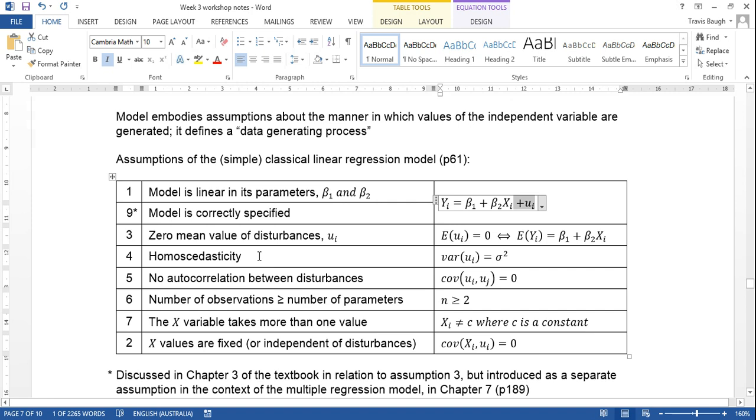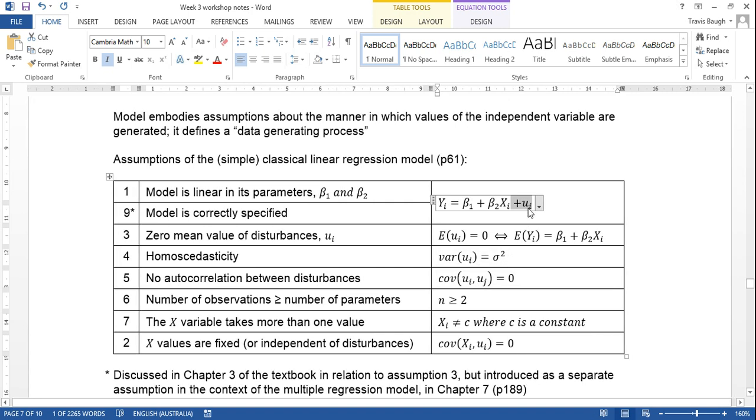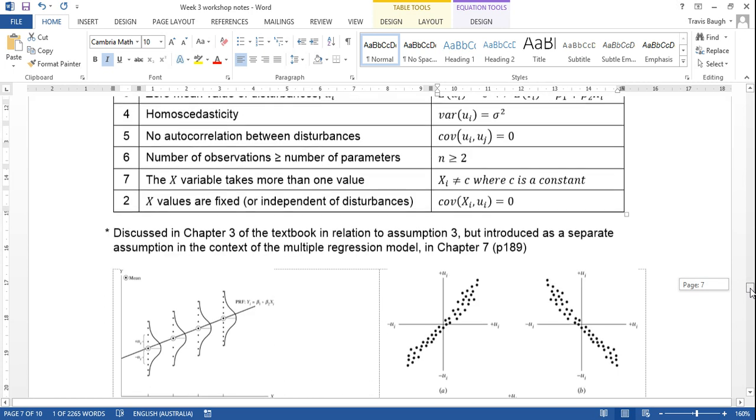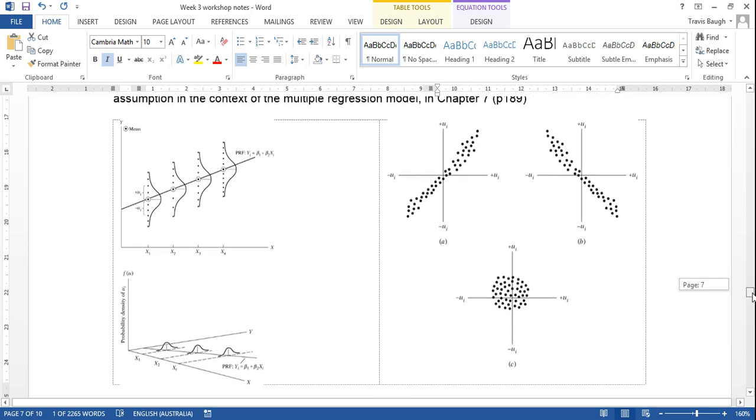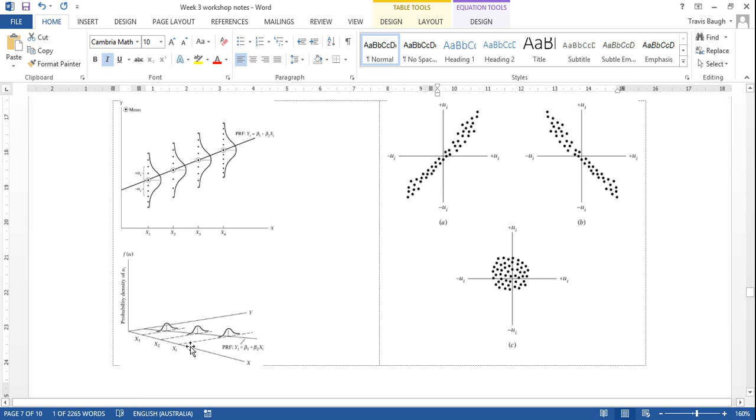Another assumption of this classical linear regression model is homoscedasticity. That means that the variance of the error terms is a constant number. It doesn't change depending on which observation we're looking at. And this diagram here is trying to capture that. The textbook also has a second diagram which shows heteroscedasticity, where the variance is affected by the particular values of X that we might be looking at.